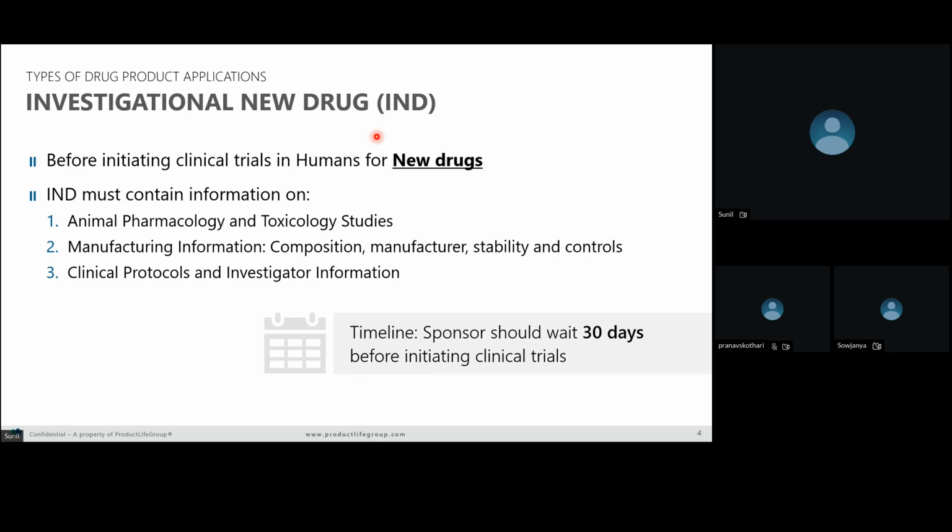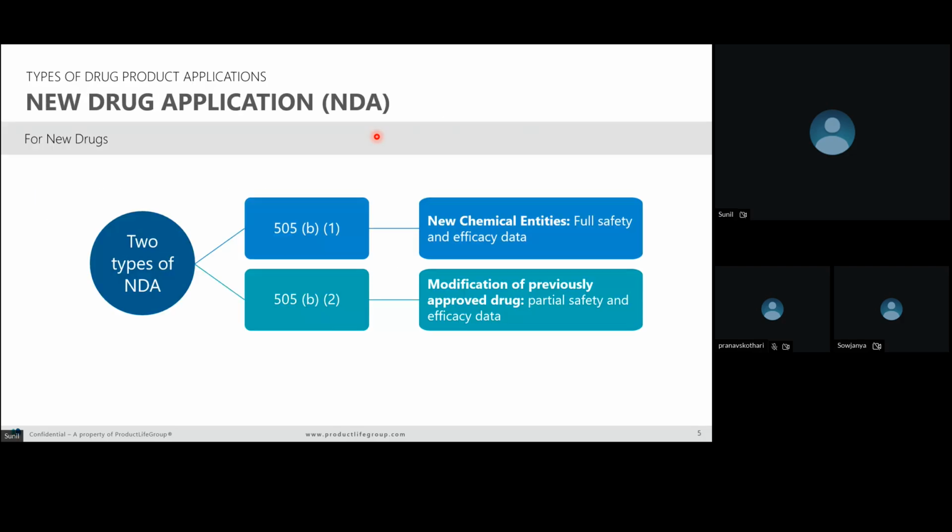Okay. So this is about the IND application and its role in the entire drug development. Yes, sir. Once IND is done, clinical trials are done, and all the data is generated, we go to the next application type, which is known as NDA, new drug application.